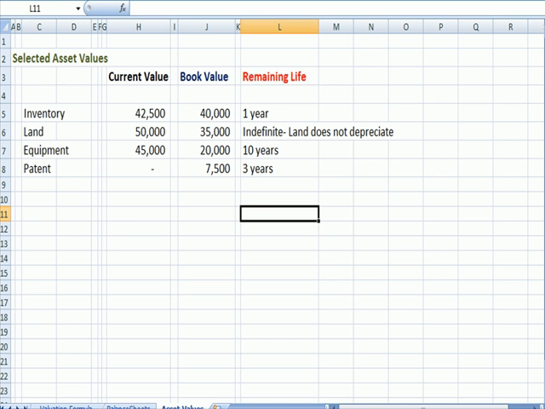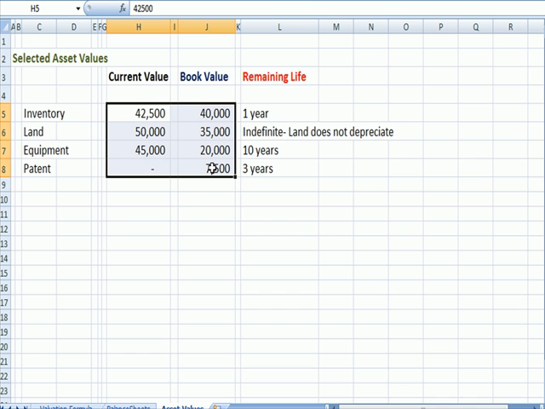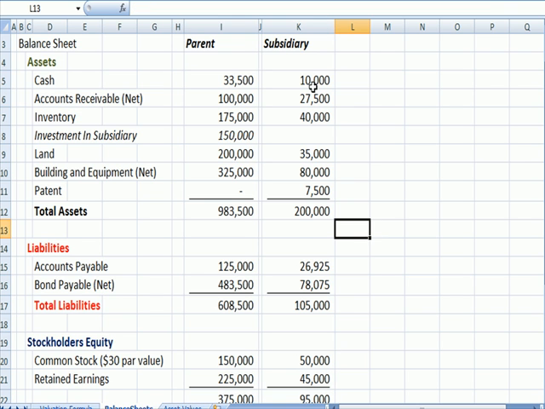One more piece of information we're going to need to do this process is, to do the consolidation, we're going to take some selected asset values. And we need to put down the same information that we saw in the valuation formula spreadsheet before. So we've got inventory, land, equipment, and a patent that happens to be on the books of the subsidiary. And these assets are assets on the balance sheet of the subsidiary. So these numbers come from the subsidiary company's books.